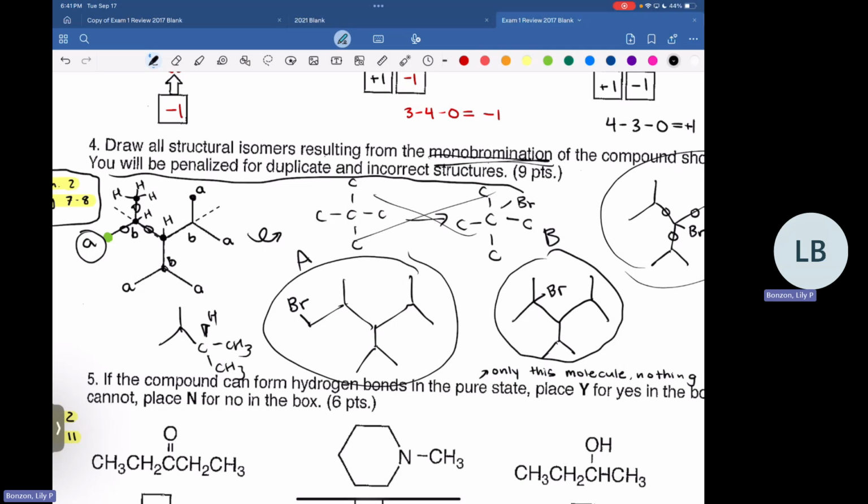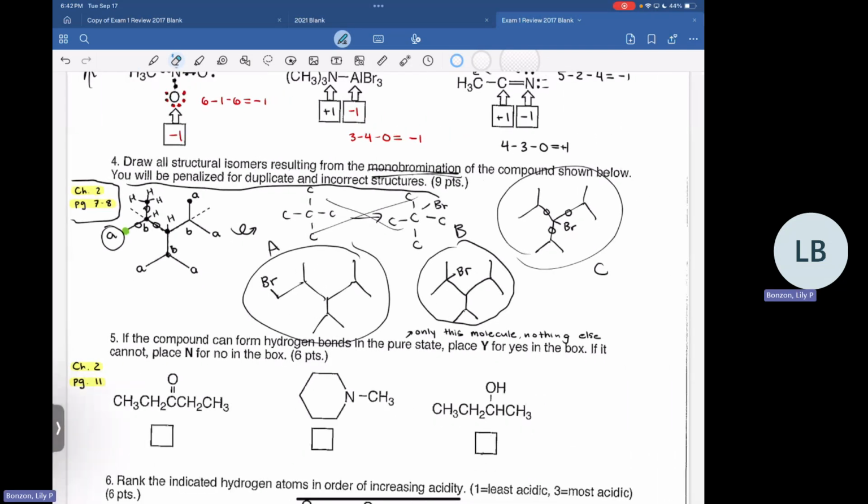But this, it's just asking you to do a monobromination. It just gives you line angle. It doesn't give you any stereochemistry initially. Yeah. The only stereochemistry you'll need for this first test is the cis and trans for the cyclostructures. Any other questions on that one?